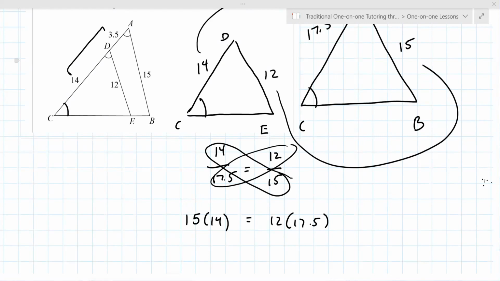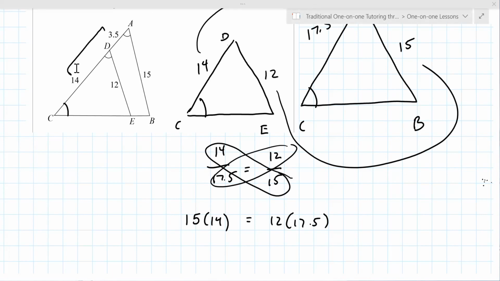0.8. Oh, that doesn't mean anything to me. What do you mean by that? Oh, point 8, sorry. I divided 14 and 17.5 and I get 0.8. Okay. What about 12 over 15? Also the same thing, 0.8. Okay. So they are similar. Yes, similar.